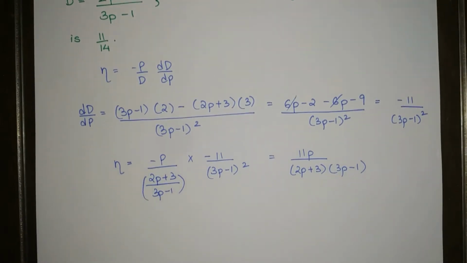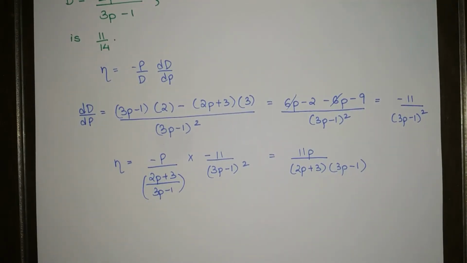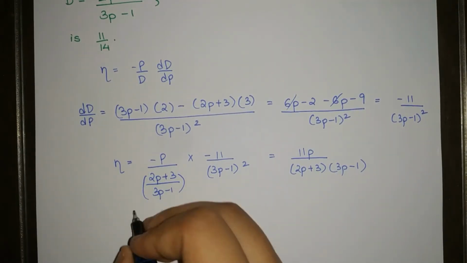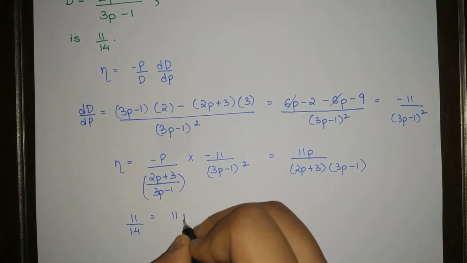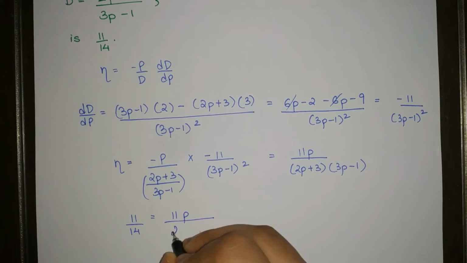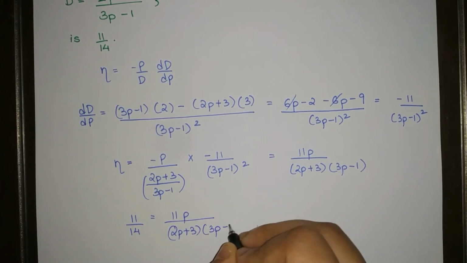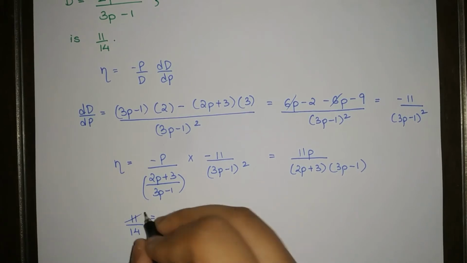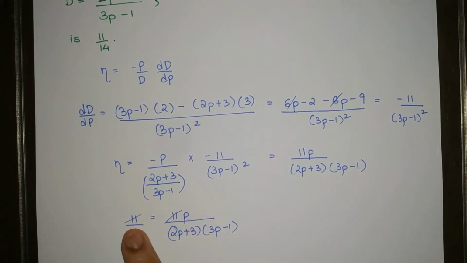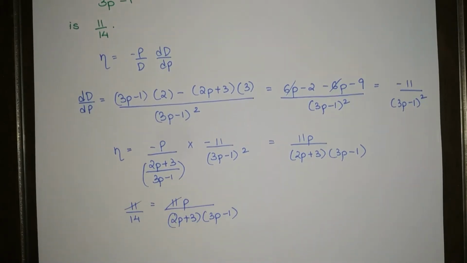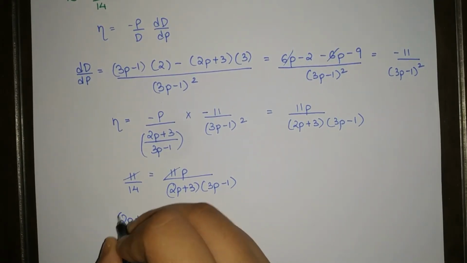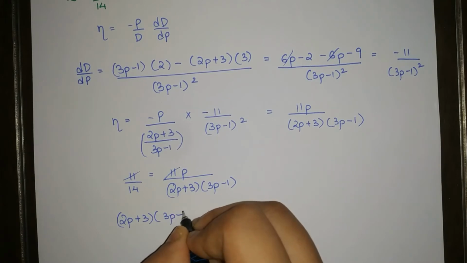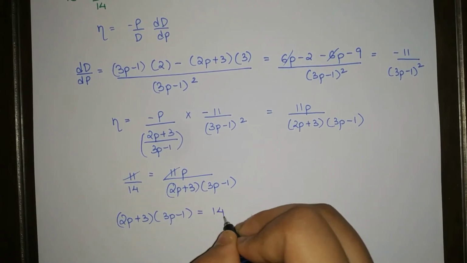Okay, अभी हम लोग को ईटा का वैल्यू तो पता है, ठीक है. Eta is equal to 11 by 14. Therefore, 11 by 14 is equal to 11P divided by (2P plus 3) into (3P minus 1). ये 11 और 11 कट हो जाएगा. This will go up and this will also go up. So, therefore, we get that (2P plus 3) into (3P minus 1) is equal to 14P.